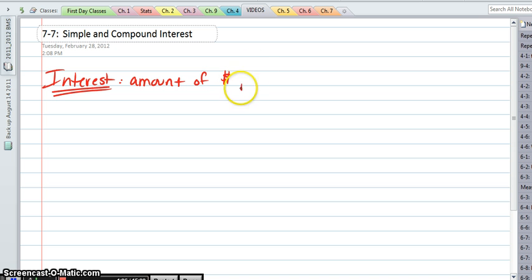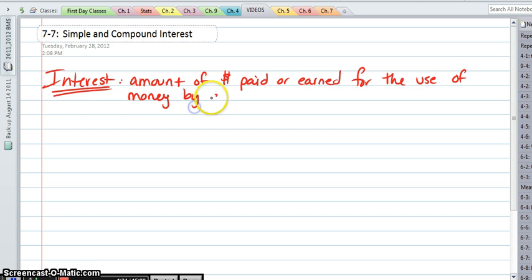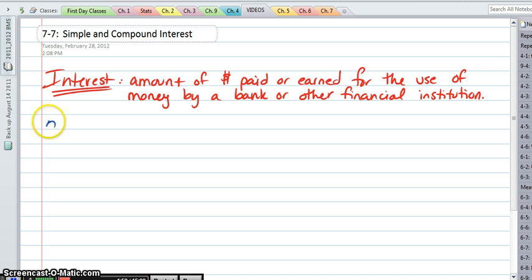So again, it's the amount of money paid or earned. If you take a loan out from a bank, you need to pay interest on that loan over time because you're borrowing a larger amount of money than you have. But again, if you put money into the bank, your money can earn interest. So that's why we say the amount of money either paid or earned for the use of money by a bank, it's typically a bank, or other financial institutions. And like I said before, simple interest is paid only on the initial principal of a savings account or a loan.